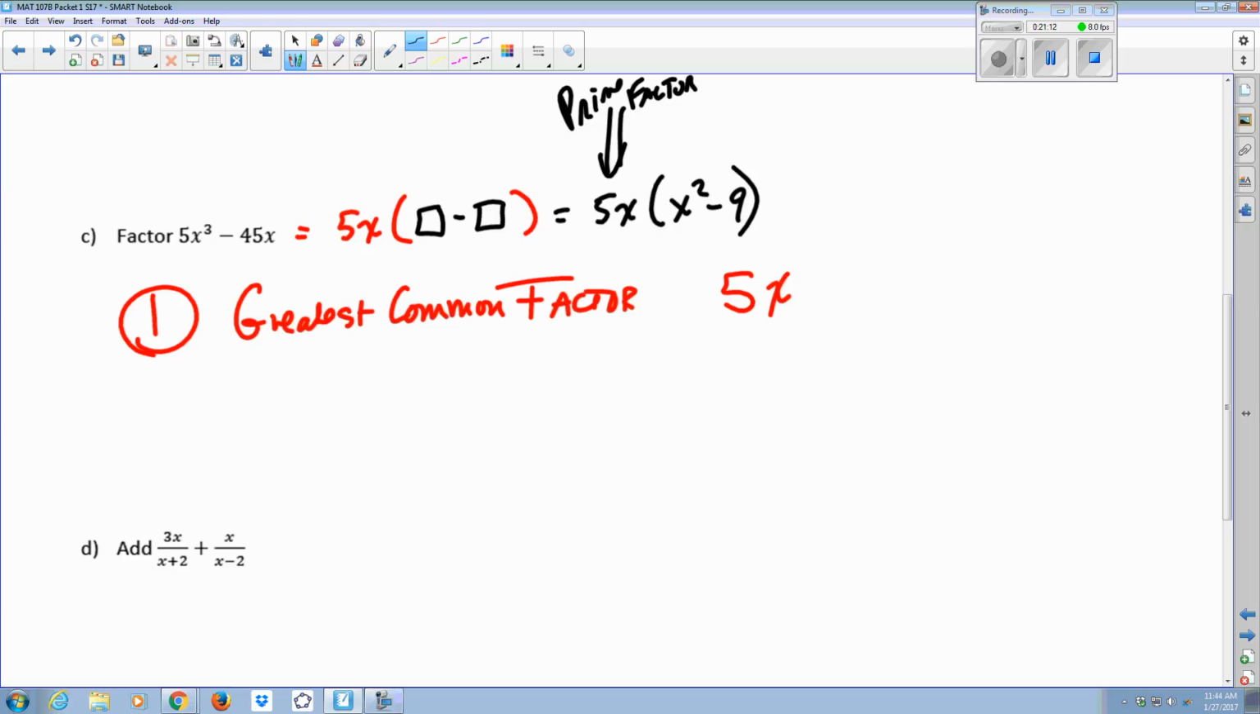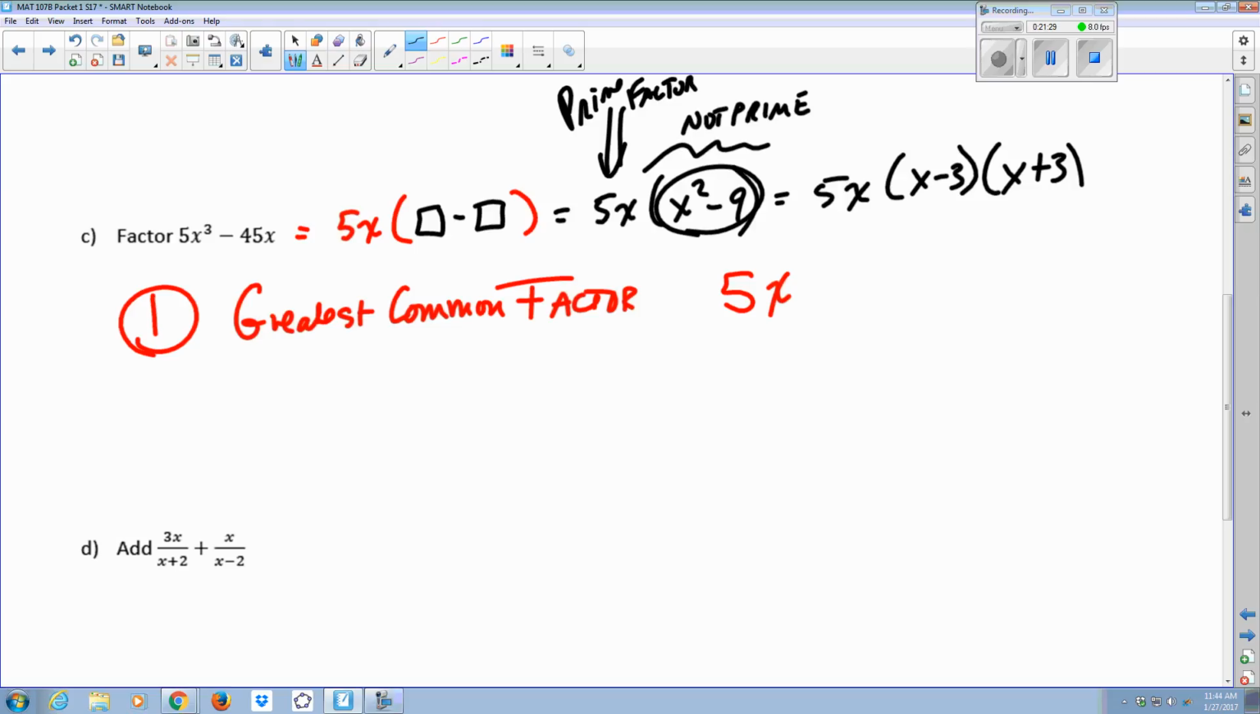5 is prime and x is prime. We don't even know what x is, but we call it prime. Can't factor it. However, this is not prime. Yep. What's your memory say, Jesse? X minus 3. Yeah. These are kind of the fun ones to factor because you have no middle term. X squared is a perfect square and 9 is a perfect square. So it's x take away 3 and x plus 3. It's the negative 3x and the plus 3x that give you the 0 in the middle. So this is now what we call completely factored into 3 prime factors.